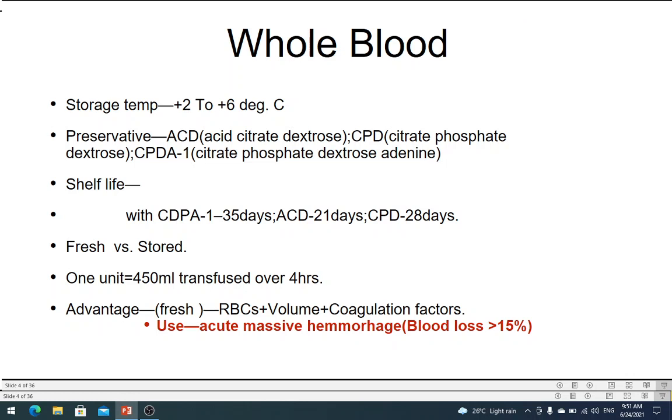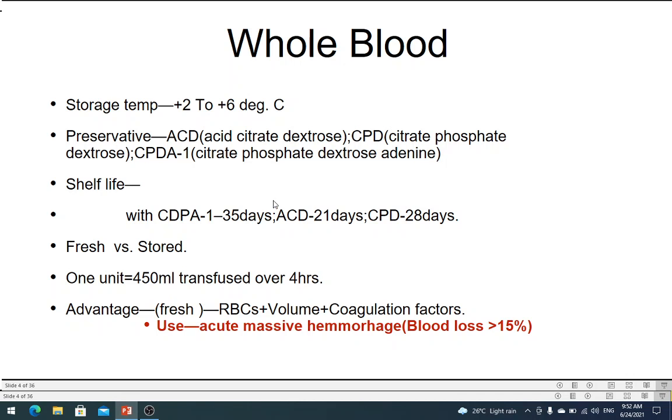Nowadays we have an even better preservative, that is citrate phosphate dextrose adenine. This preserves the blood for a longer time, and it has the metabolic activity quite quickly, unlike ACD. Then coming to the shelf life, once you store it, how long can you store it before you have to discard it? You should not ever have to discard blood, but sometimes this happens. If you are using CPDA, that is citrate phosphate dextrose adenine, you can keep it for 35 days at 2 to 6 degrees Celsius.